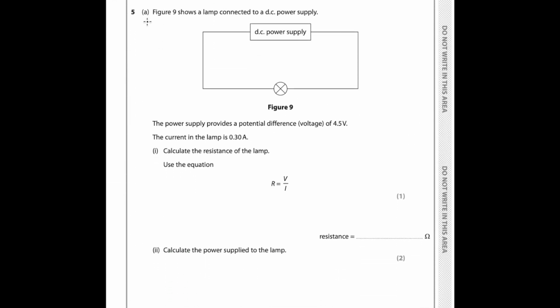Question 5, Part A. Figure 9 shows a lamp connected to a DC power supply. The power supply provides a potential difference, voltage, of 4.5 volts, so that's V. The current in the lamp is 0.3 amps, so that's I. Calculate the resistance, so R is our target. Use the equation. Right, they've even rearranged it for us, so we just need to put the numbers in. So that's 4.5 volts divided by 0.3 amps, and that comes out as 15 ohms.